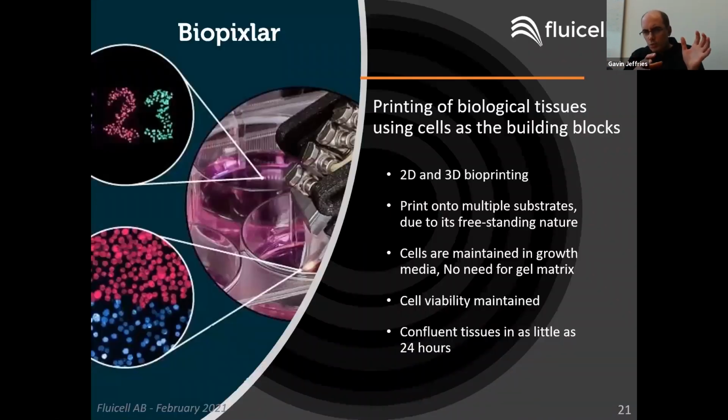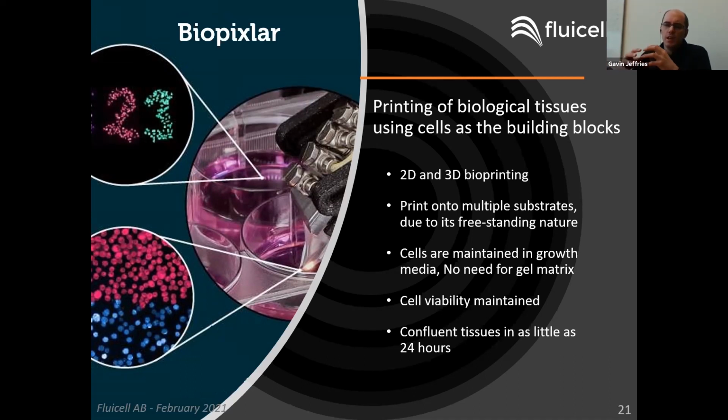So in conclusion, what I hope I've been able to show you today is a couple of the capabilities of building tissues using cells as the building blocks. This can be done in both 2D and 3D, depending on need. Also, due to the freestanding nature of the technology, this can be done on multiple different types of substrates. The cells can be housed and maintained in growth media. We don't need to use any sort of gel matrix. We're positioning the cells onto a surface.